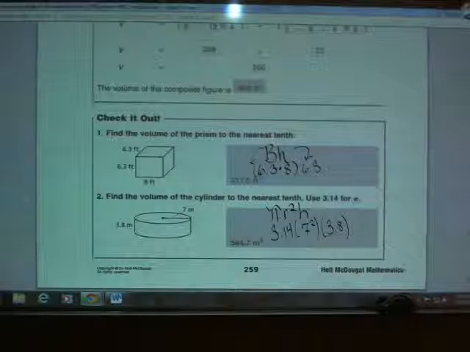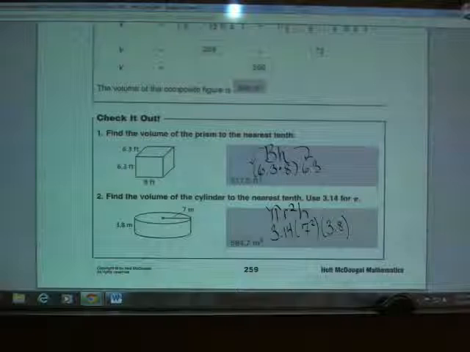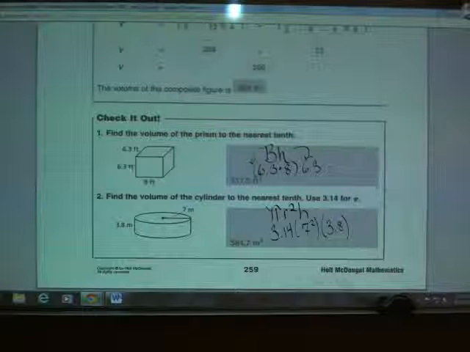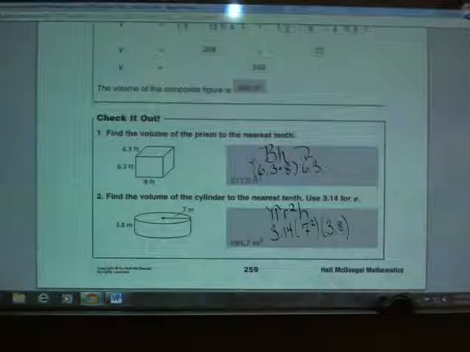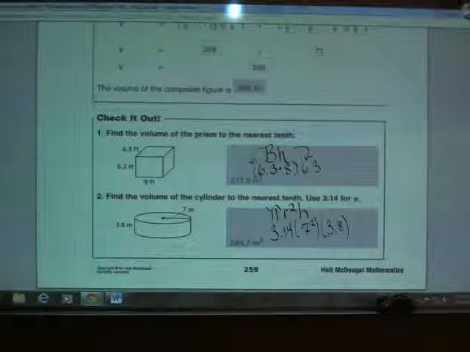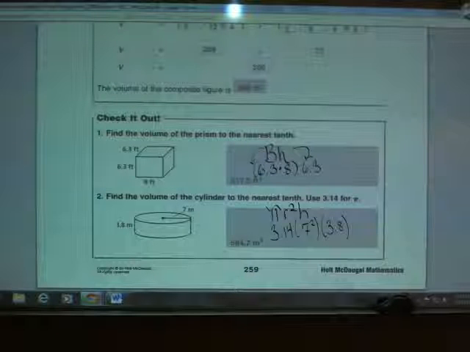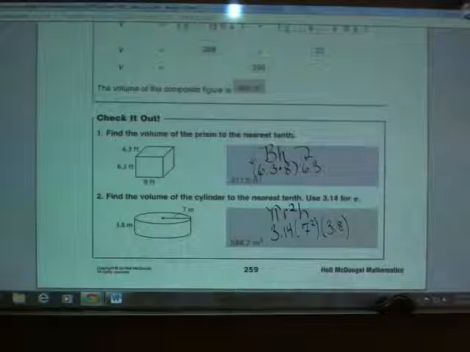This is a multiplication problem at this point. I'm going to multiply these three numbers together. 7 squared first by order of operations is going to change it to 49. 49 times the 3.14 times the 3.8 changes into 584.7. And that's going to be 584.7 meters cubed. The volume of the cylinder is 584.7 cubic meters.